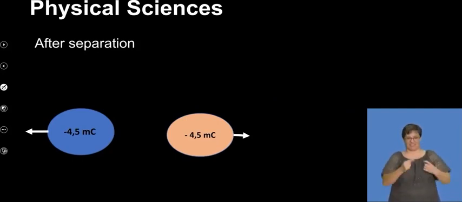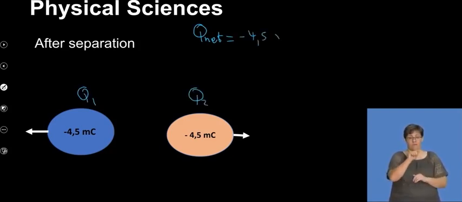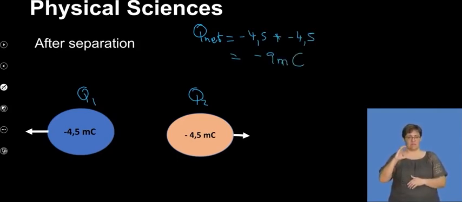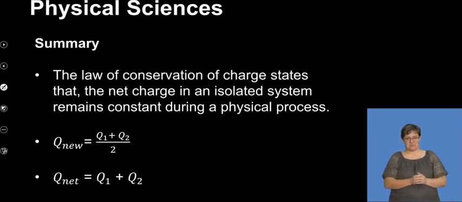But still, we maintain that Q net is equal to, okay, that's still our Q1, and then that's our Q2. Our Q net is negative 4.5 plus negative 4.5, okay? It takes us back again to negative 9 millicoulombs, okay? So that's our Q net. So our Q net has not changed, okay? Right, so it means the principle of conservation of charge still holds in this case, right?